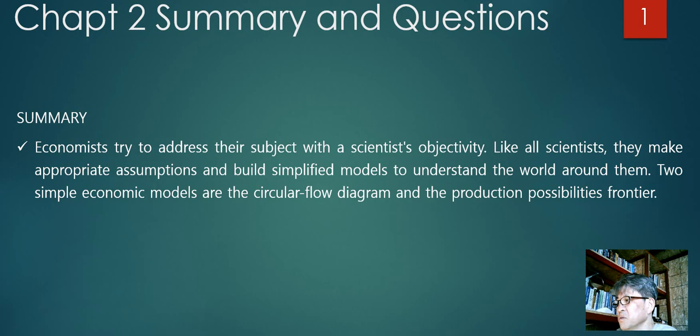In Chapter 2, we have studied that economists try to address their subject with a scientist's objectivity, like all scientists. They make appropriate assumptions and build a simplified model to understand the world around them. Two simple economic models are the circular flow diagram and the production possibility frontier. I believe you remember this one.